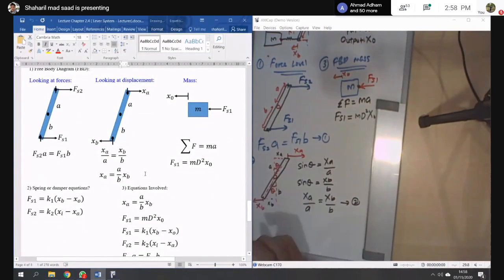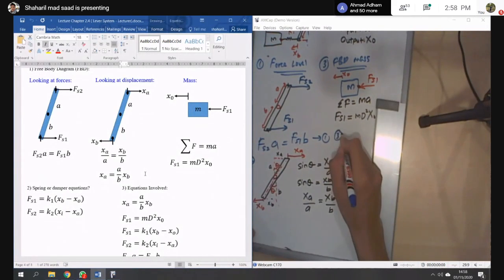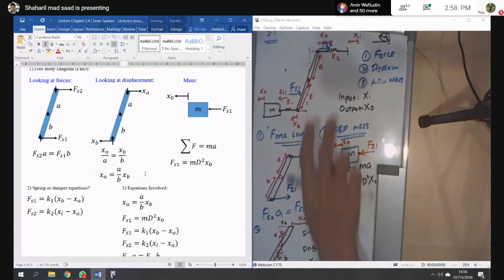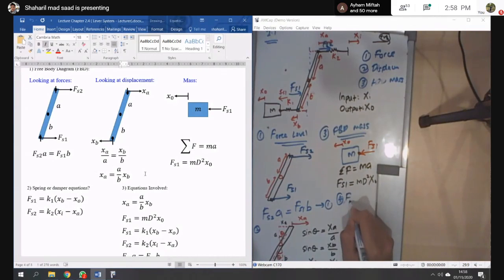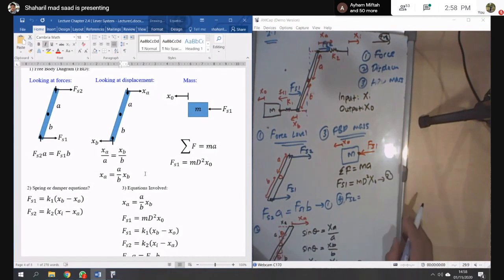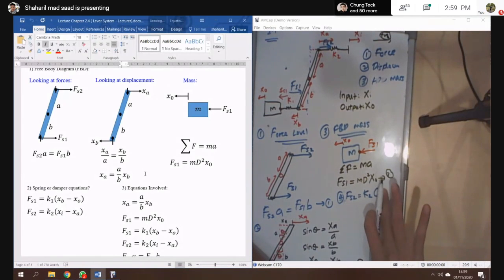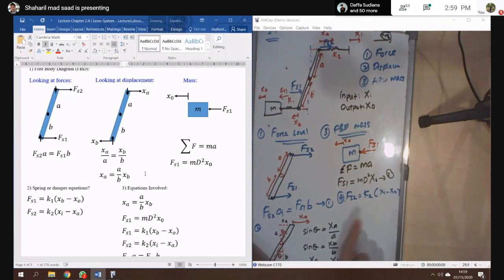Okay, then the next question is the components. Number 3 is done, number 4 is the components. So right now you have the spring here. All boss is free. That means you can get FS2 equal to K2 (XI minus XA). Why? Because I take the input first, you minus with the output.